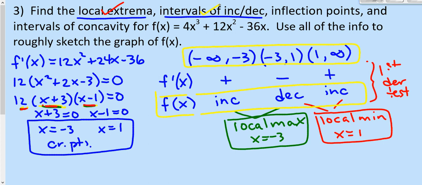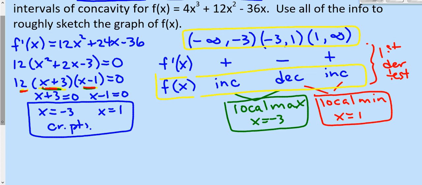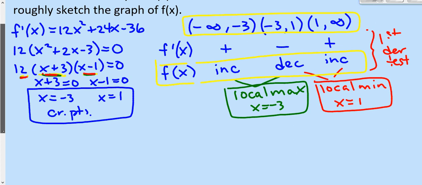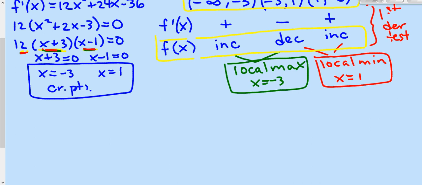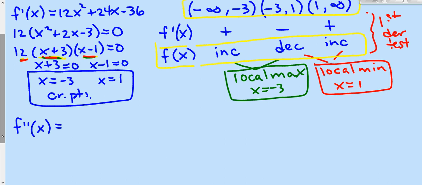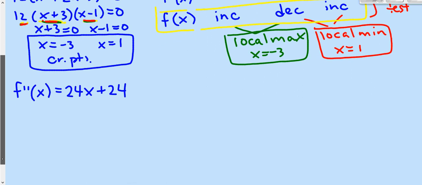Now let's find the inflection points. What are inflection points? Inflection points are the points where the concavity changes. How do you figure out the concavity? The second derivative. So let's find the second derivative now. F double prime of x would be 24x plus 24. Let's see where that equals 0 or does not exist. Okay, there's nowhere it does not exist, so let's see where it equals 0. Let's factor 24 out of that. Set that equal to 0, we get x equals negative 1.